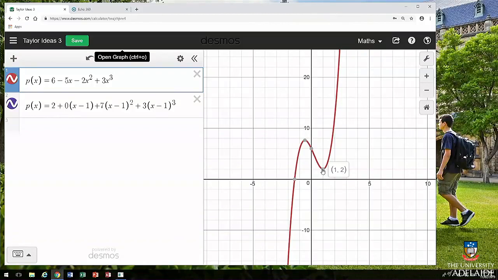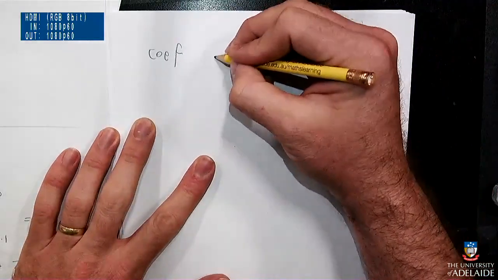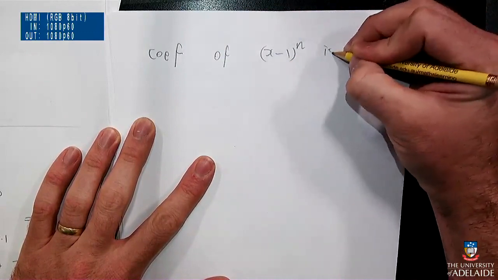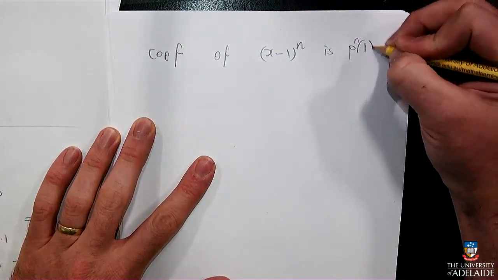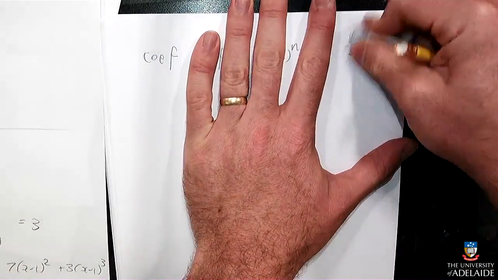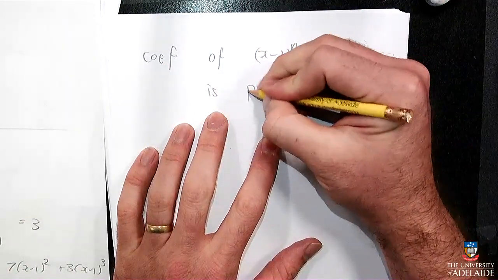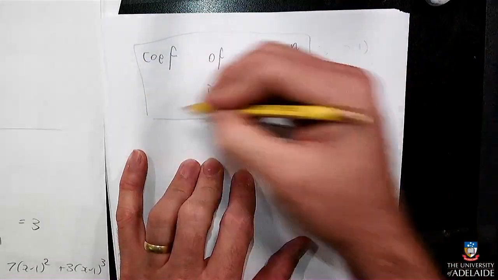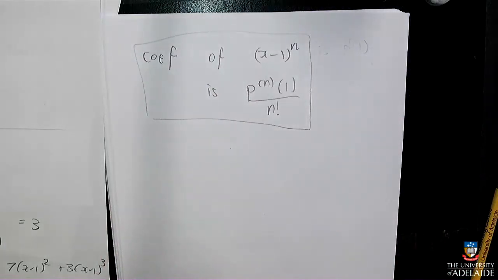Okay, those are the three ideas. And just let me summarise what happened there. So the coefficient of x minus 1 to the n was Pn1, like the, yeah. Was that. Okay, so those are three ideas for polynomials.